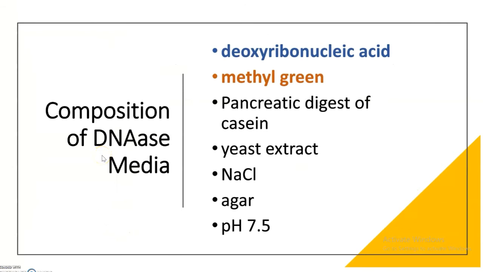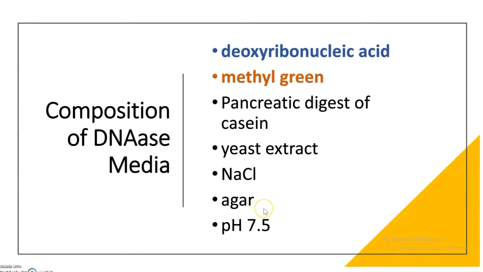The composition of DNase medium. DNA is added, methyl green is added, that is our indicator. Pancreatic digest and yeast extract both provide carbon, nitrogen, vitamins and salts. NaCl maintains osmotic equilibrium and agar provides solidity to the mixture. These ingredients are the same as in other media. The only different ingredients are DNA and methyl green.